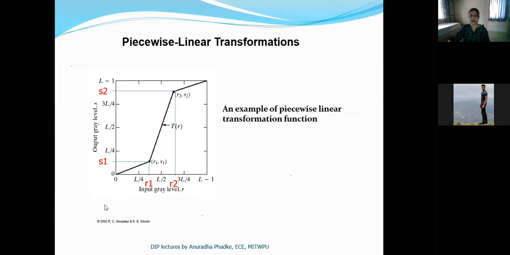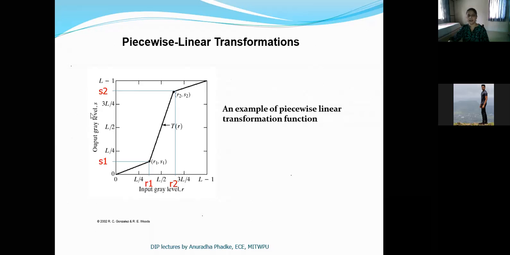Here we have three lines. Your first line is passing between 0, 0 and R1, S1. The second line is the equation of the line passing through R1, S1 and R2, S2. And the third line you can represent by a line passing between two points R2, S2 and L minus 1, L minus 1. That is the maximum intensity point. So simply by using these three equations of lines, we can convert the original gray value R to a new gray value S.